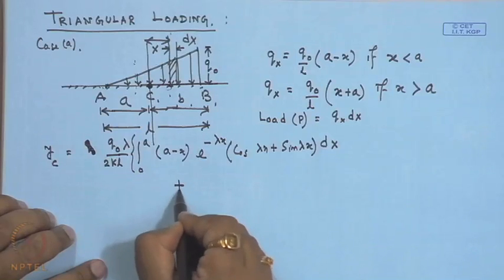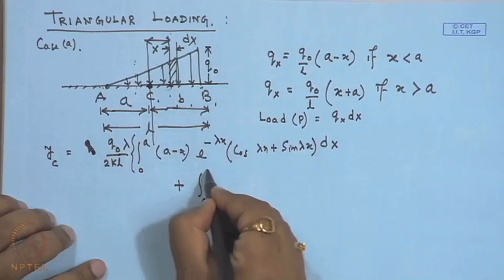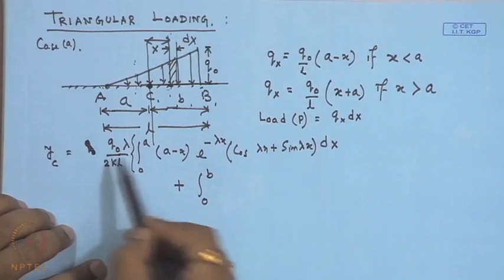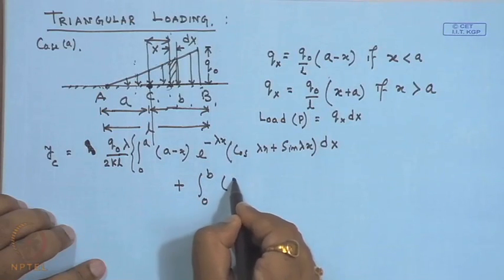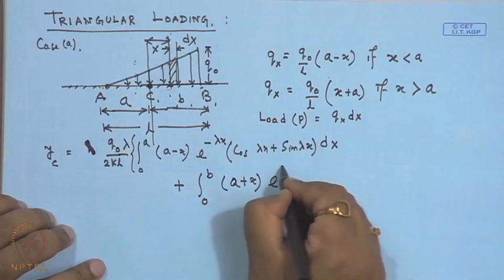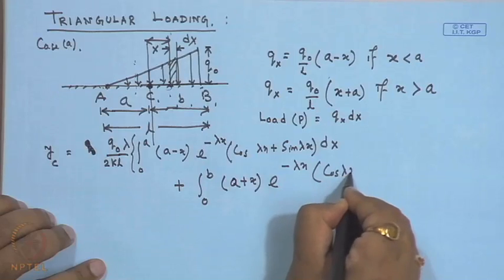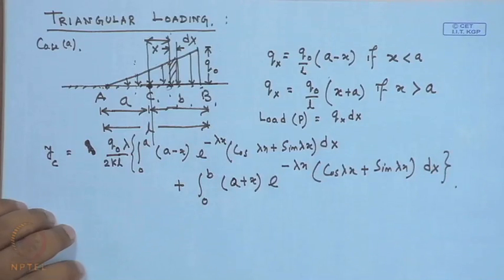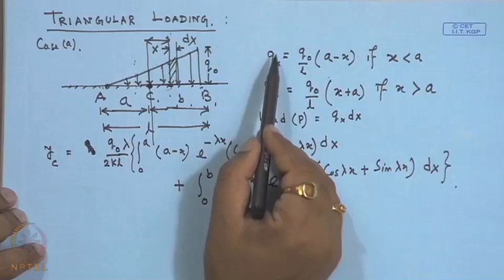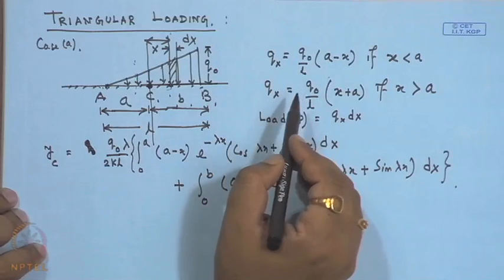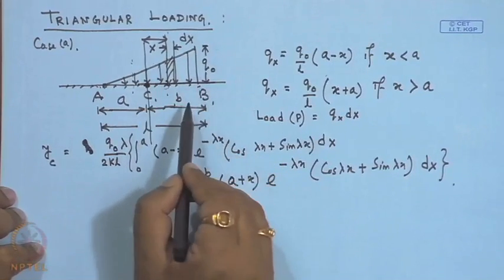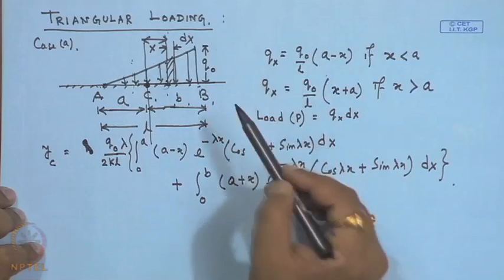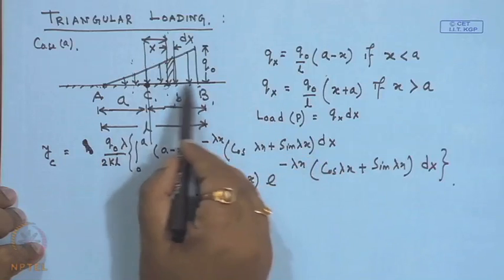Then another part, plus 0 to b, and then you have to use the next expression. Q 0 we have already used, L also we have taken, then only the x plus b part will be here. So, A plus x or x plus A, then e to the power minus lambda x into cos lambda x plus sin lambda x, and this is d x within the bracket. That is why you have taken two different ones, because in the previous case it is UDL. So, if I take it on the right side of the C or left side of the C, the value will be the same, that is q 0, but here the q value will change depending upon the region where we are taking the limit.